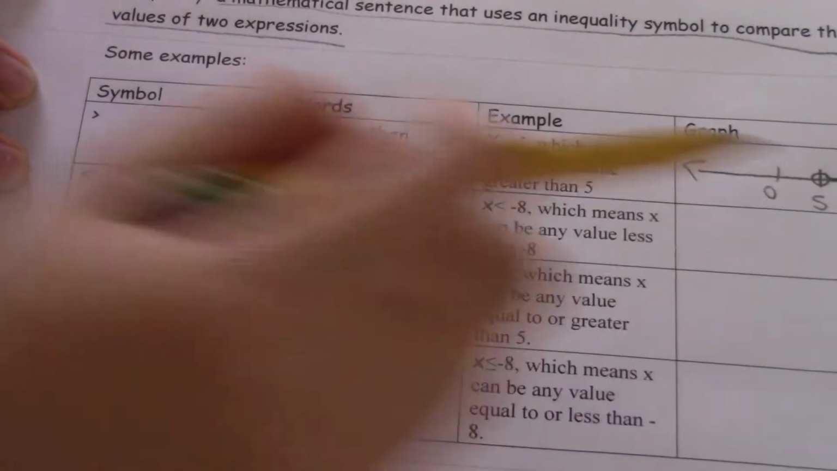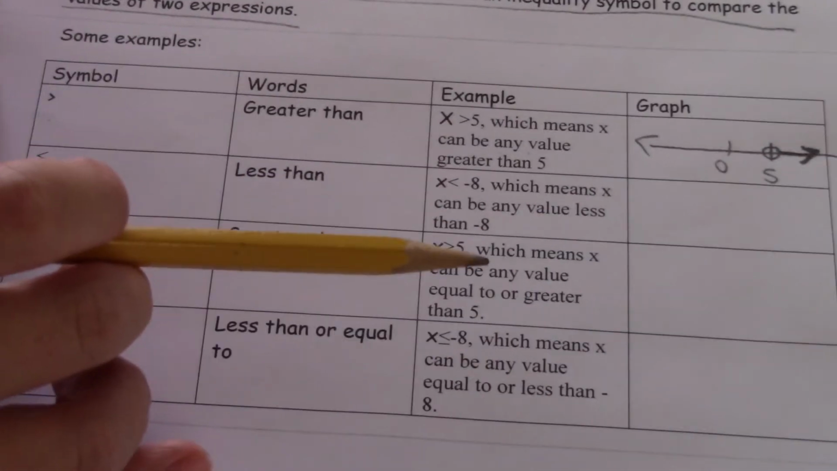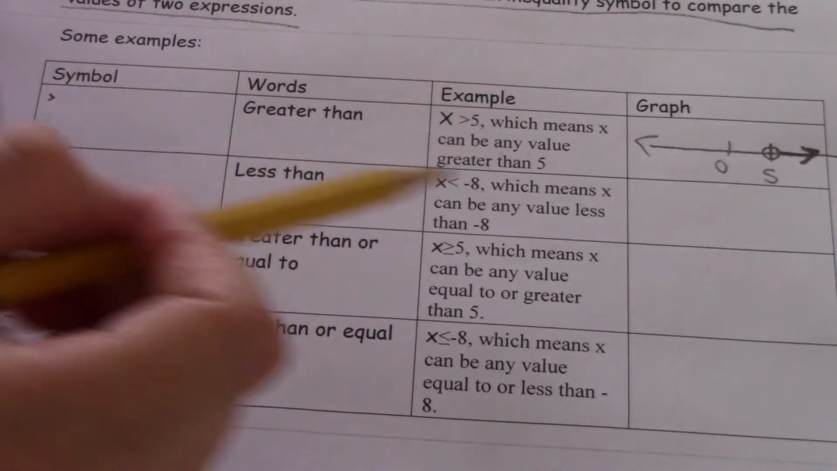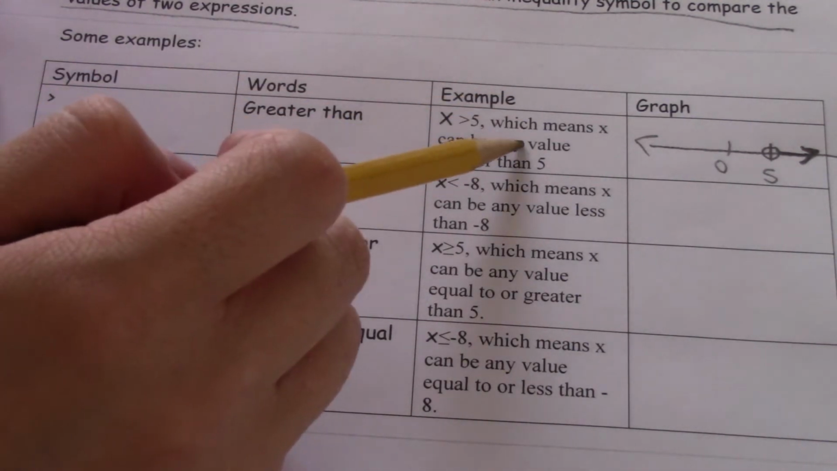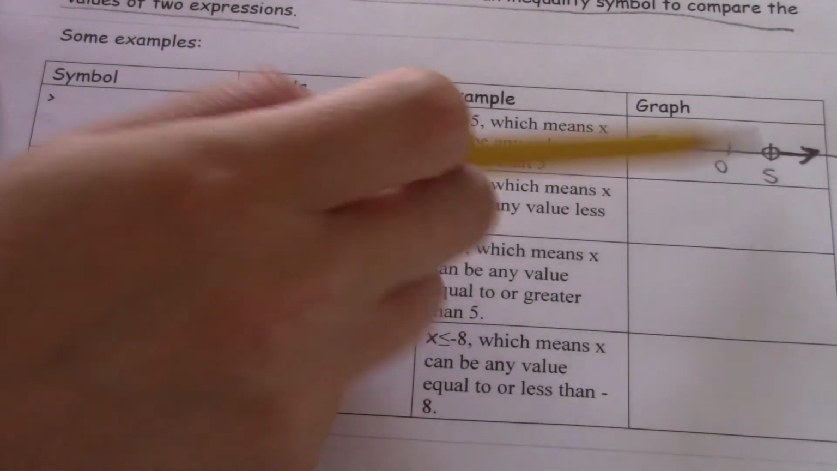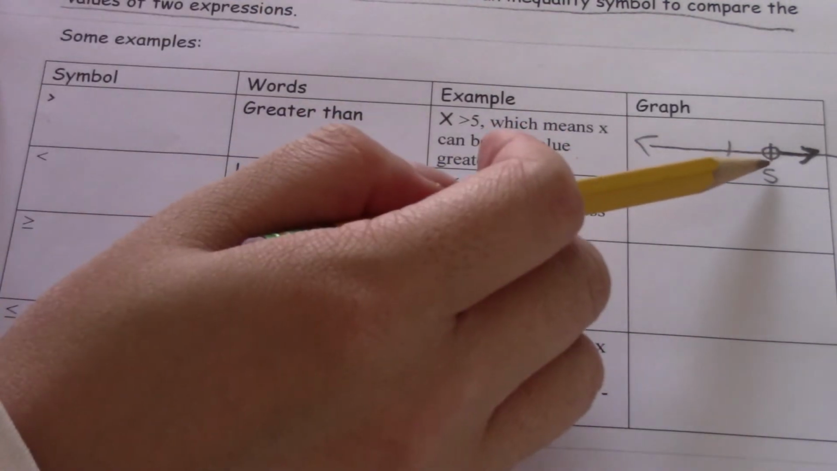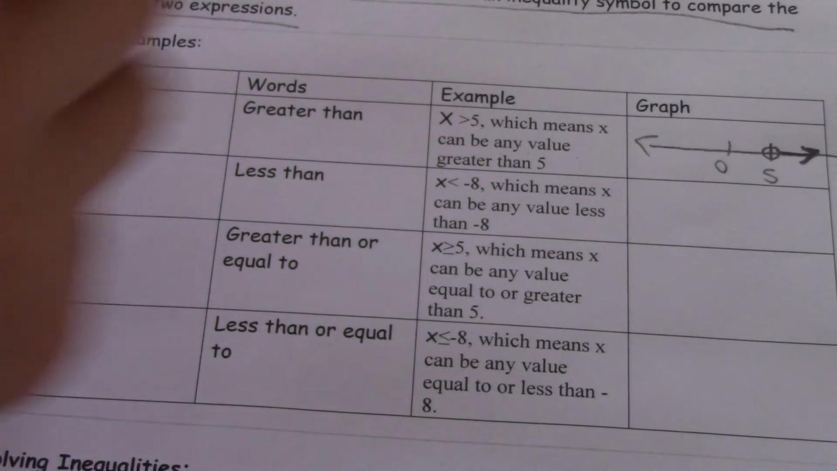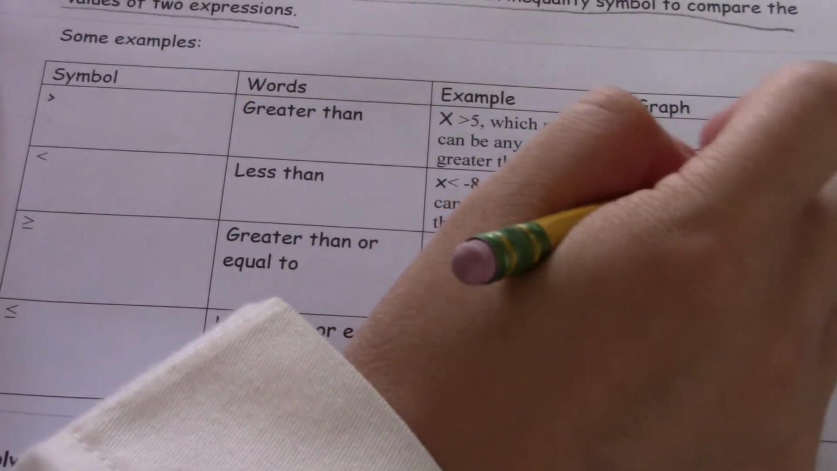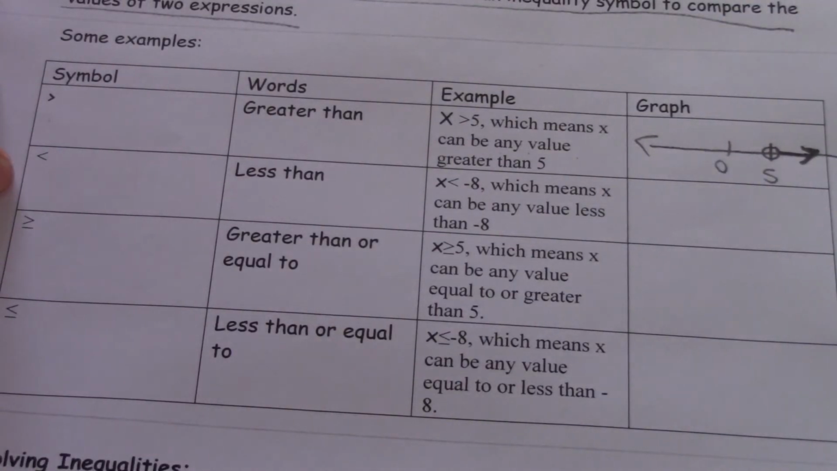Okay, so this graph right here is how you would indicate x being greater than 5. Notice I have an open circle because it's greater than 5 and not greater than or equal to 5. So you have an open circle and then you have the arrow going to the right of 5. Okay, so here's the less than symbol.